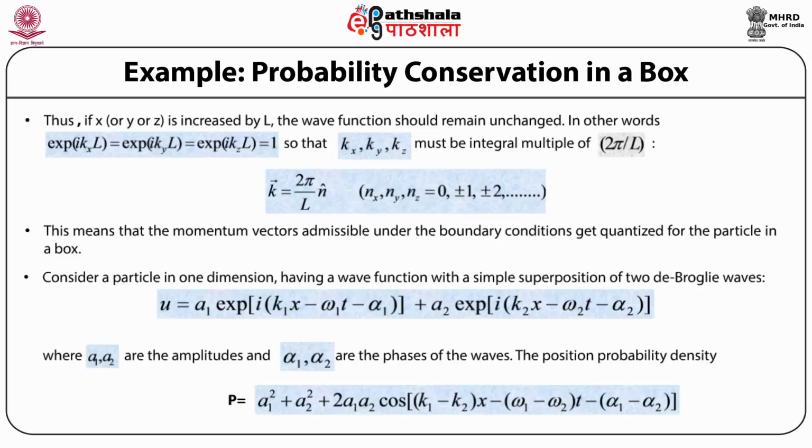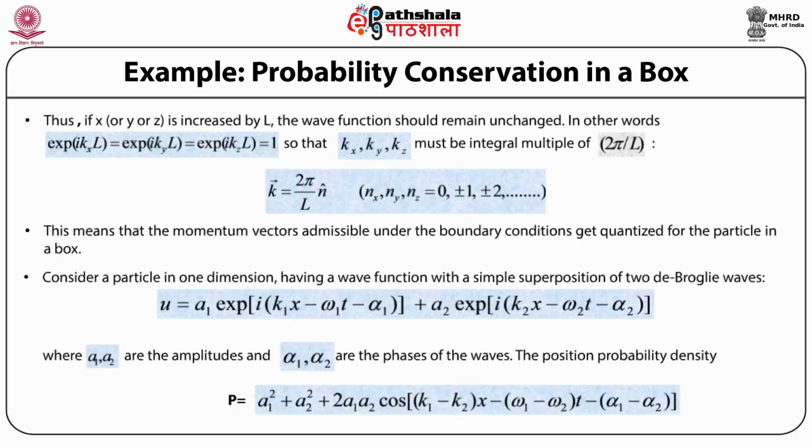Now let us consider a particle in one dimension having a wave function with a simple superposition of two de Broglie waves, that is u is equal to a1 times exponential to the power iota times (k1x minus omega 1t minus alpha 1), plus a2 times exponential to the power iota times (k2x minus omega 2t minus alpha 2), where a1 and a2 are the amplitudes of the two de Broglie waves, and alpha 1 and alpha 2 are the phases of the two de Broglie waves respectively.